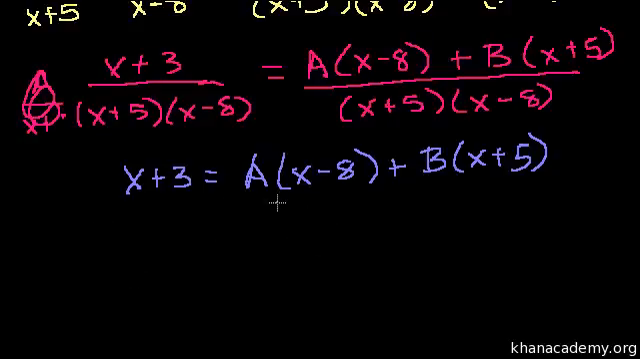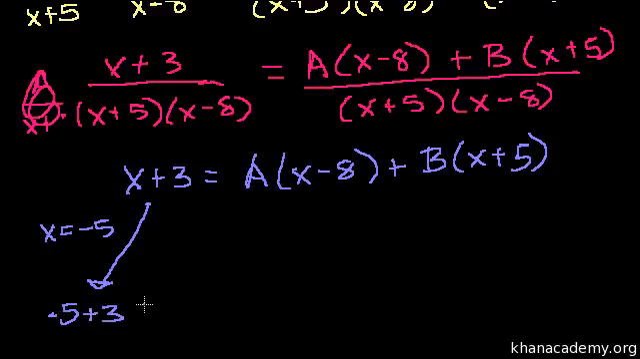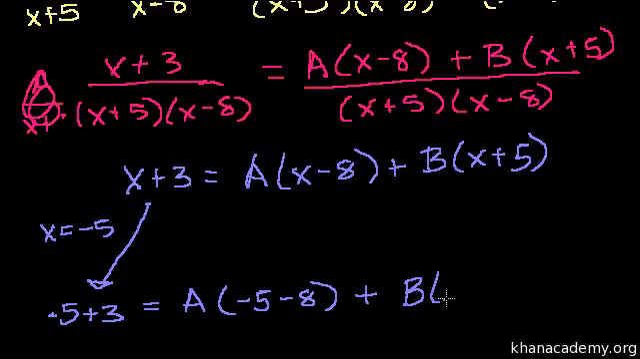If you want to solve for a, let's pick an x that'll make this term disappear. So what x would make this term disappear? Well, if I say x is minus 5, then this becomes 0, and then the b disappears. I'm just picking an arbitrary x to be able to solve for this. Then minus 5 plus 3 is equal to a times minus 5 minus 8, plus b times minus 5 plus 5. And I picked the minus 5 to make this expression 0.